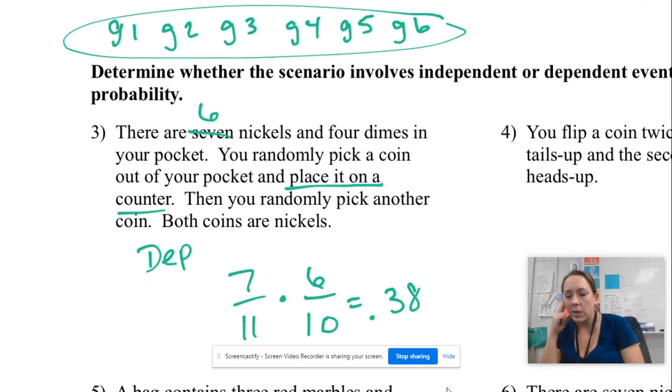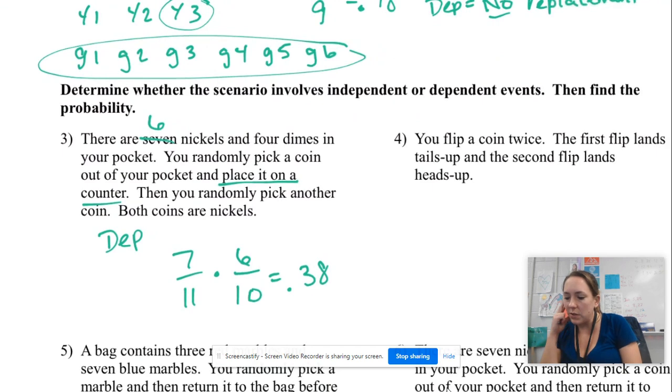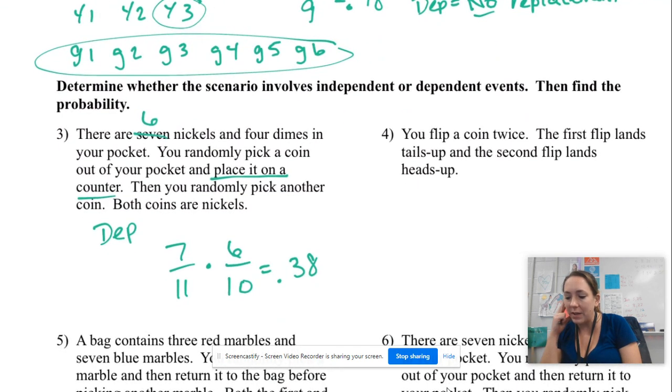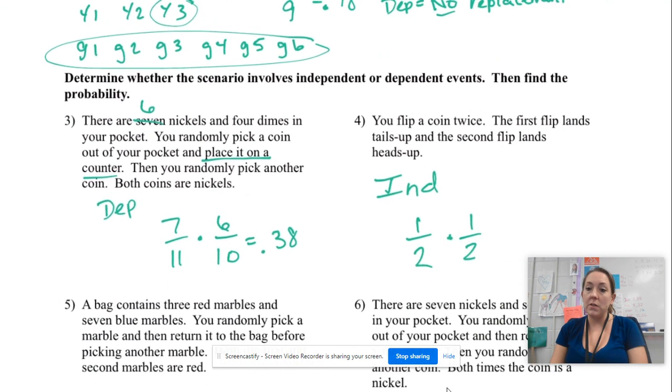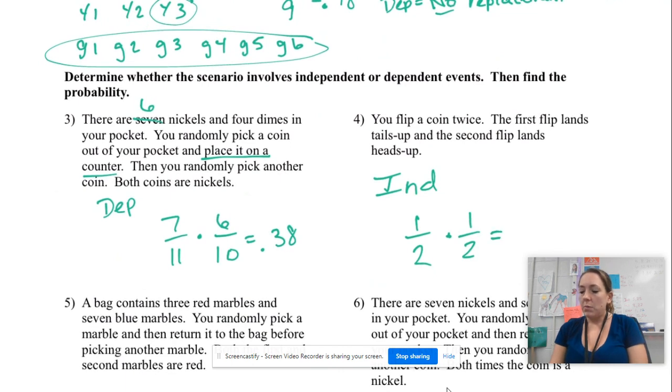Okay, so yeah, this one, you flip a coin twice. The first flip lands heads up and the second flip lands tails up, then heads up. So that is independent. Those two events are completely unrelated. If you flip a coin and then you flip a coin again, they have nothing to do with each other. It's the same either way. So the probability that you get tails the first time is 1/2. The probability that you get heads the second time is also 1 out of 2. Multiply those together and you get 0.25. So the probability of both happening is 25%.